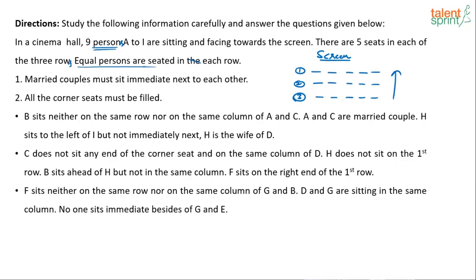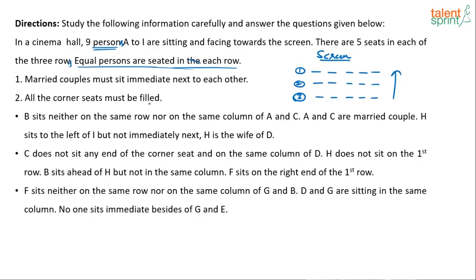Equal persons are seated in each row. Now what does it mean? There are 9 persons. If equal persons are seated in each row, each row will have 3 persons. 3, 3 and 3. So in each row, 2 seats are going to be empty. Look at the points given here. Married couples must sit immediately next to each other. Keep in mind that married couples have to sit together.